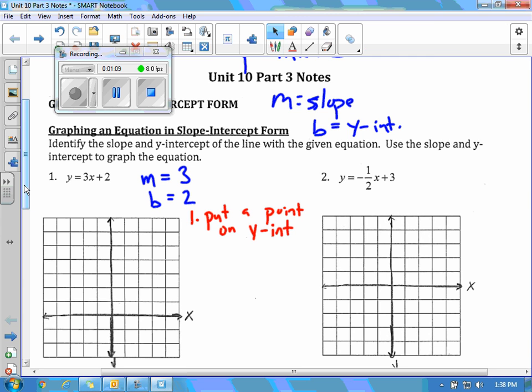So the first thing we're going to do is put a point at 2. I go to the y-intercept and go up 1, 2, and put a point. So that's my first step: put a point on the y-intercept. My second step is to use the slope to find the second point.